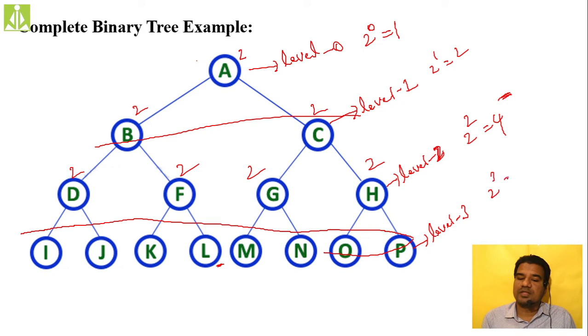Level 3, 2 power 3, that is 8. Already I have 8 nodes, so I can shift to the next level. Likewise, before shifting to the next level, you have to check whether your current level is complete or not. Okay, that is the complete binary tree, perfect binary tree concept.